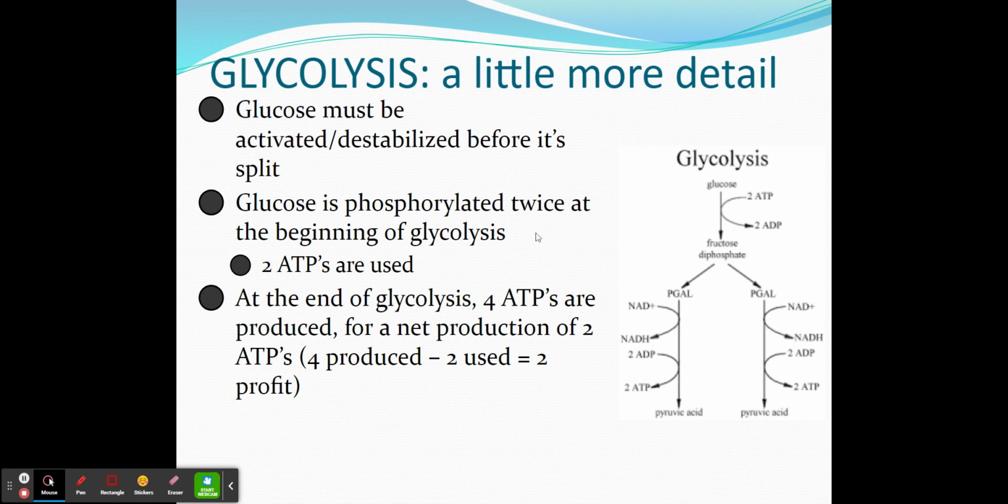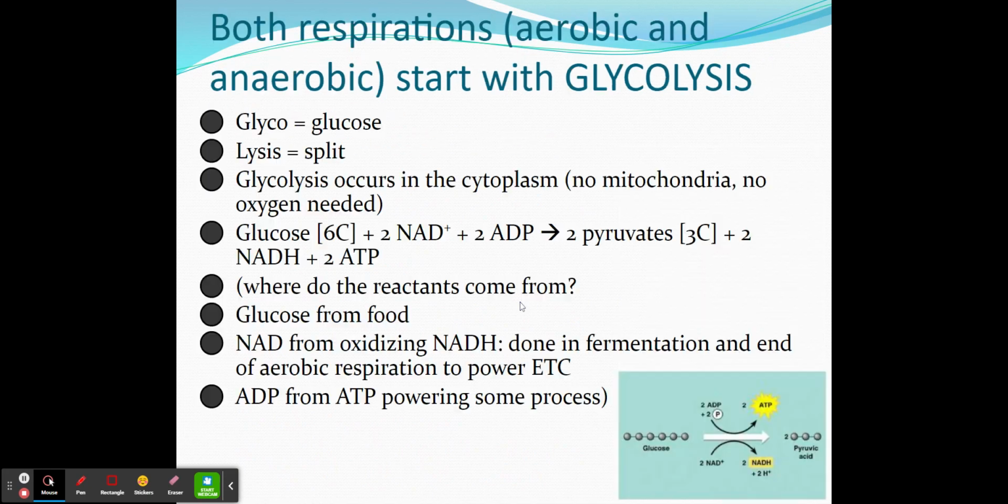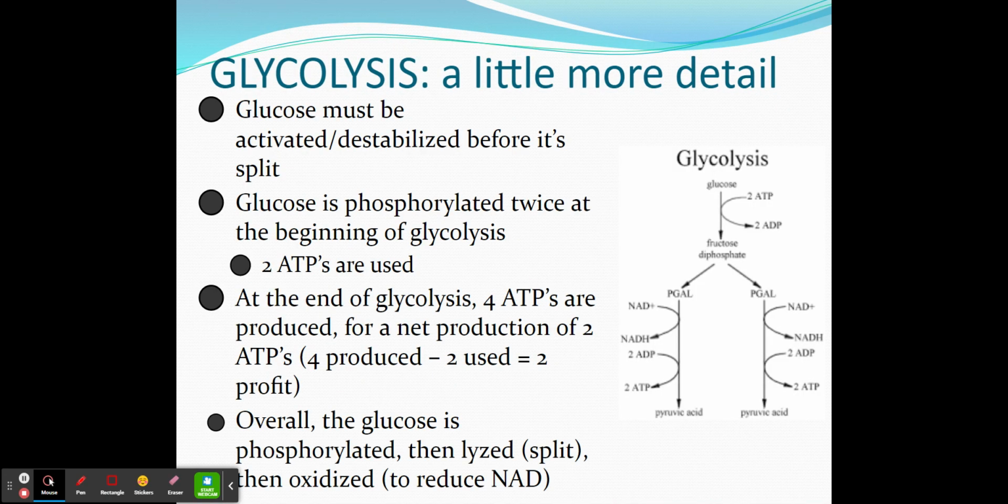If you've ever heard the term gross and expenses, like economics for a business, your gross is 4. Okay, you make a total of 4, but you've used 2 as your investment, like your expenses. So that's a net profit of 2 ATPs total. Okay, so you need to know 2 ATPs are used, 4 ATPs are made. This reaction here is just the overall. Overall, you make 2 ATPs because you actually make 4, but two get used in the beginning.